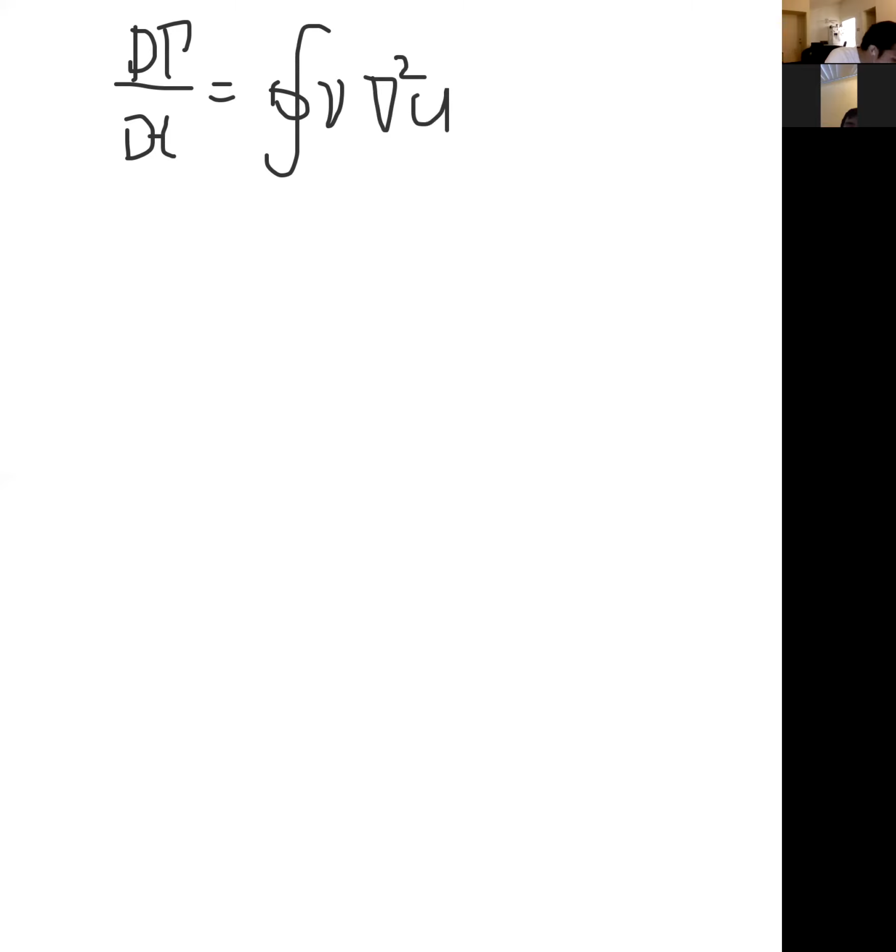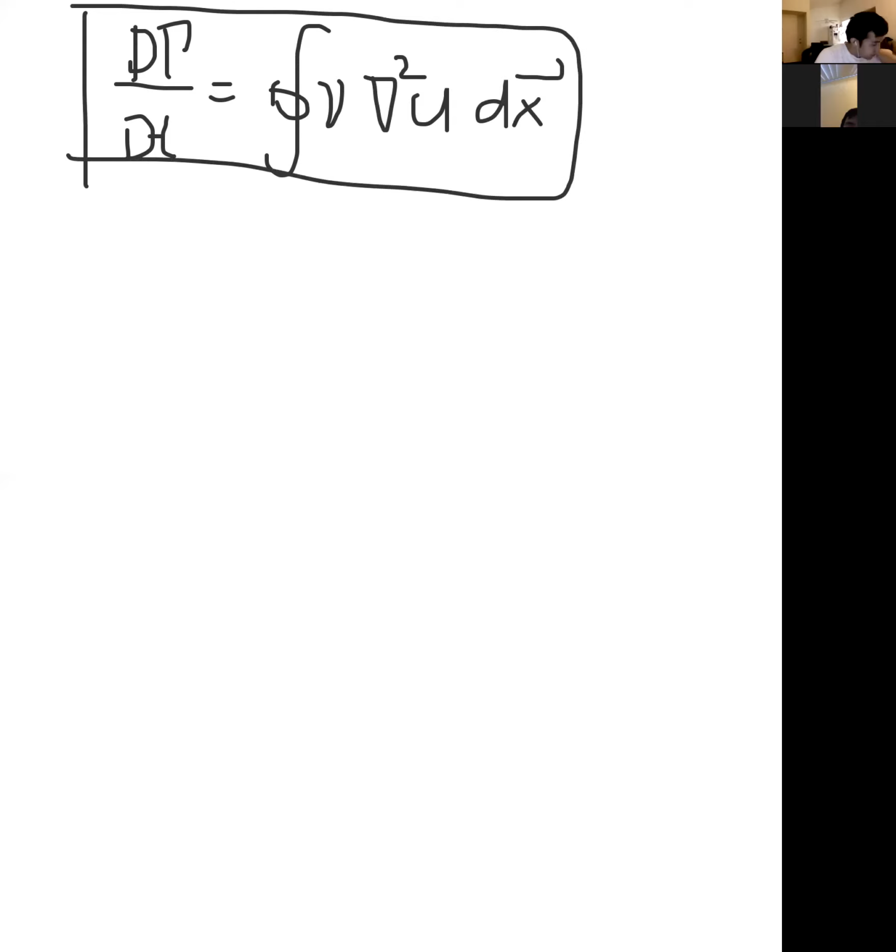Remember where we started. We started by taking the material derivative of the circulation. And then according to our derivation, this is going to be equal to nu times the Laplacian of velocity times dx.